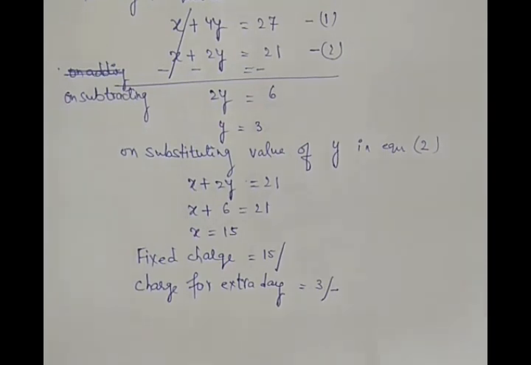So this is the method of elimination. So in this video we have learned how to find out the values of the variables of a given pair of linear equations in two variables by the substitution method and by the elimination method. For the cross multiplication method, I'll prepare a separate video.